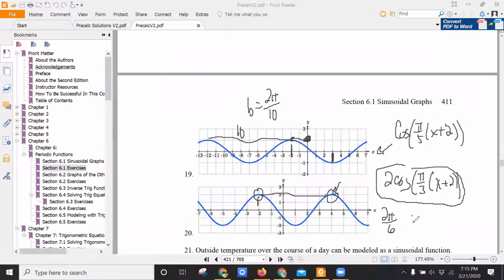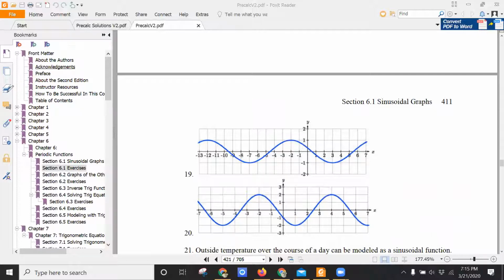I hope you said 2 cosine pi over 3 times x minus 4. Okay, so hopefully that helps you decide what the phase shift is in a graph. And of course, when you do the equations, why don't I do that?